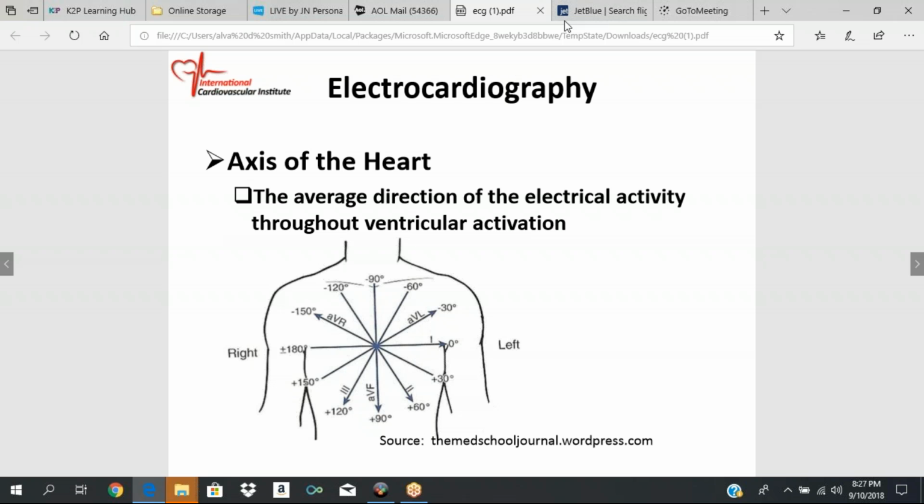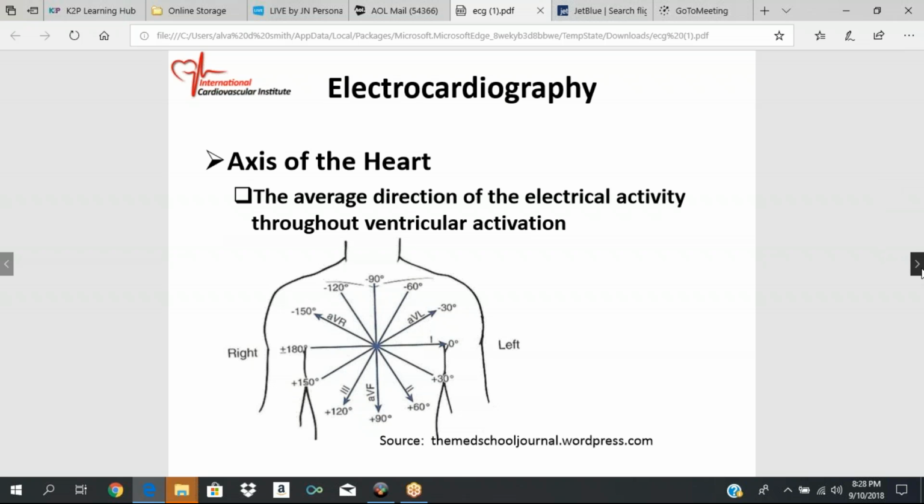Okay? The normal axis is in this quadrant. Normal axis is from 0 to 90 degrees. Again, normal axis is in this quadrant from 0 to 90 degrees. That is the normal axis. Okay? So when the impulse starts in the SA node and it's coming down, it should fall within this quadrant, 0 to 90 degrees. That's the normal axis.